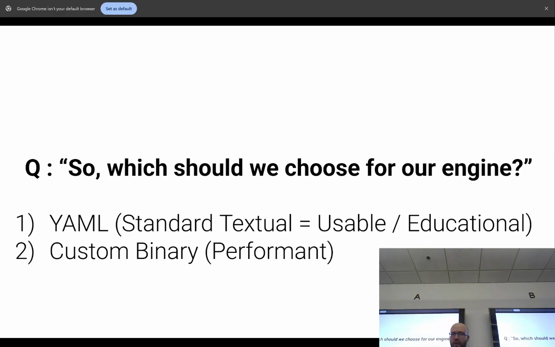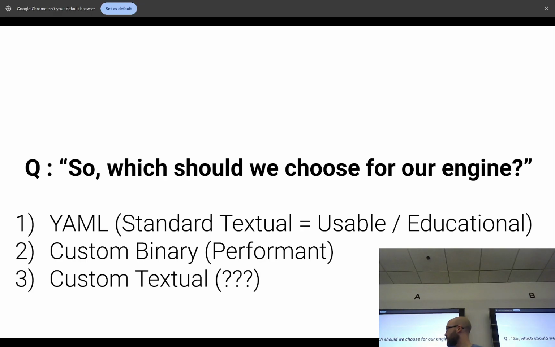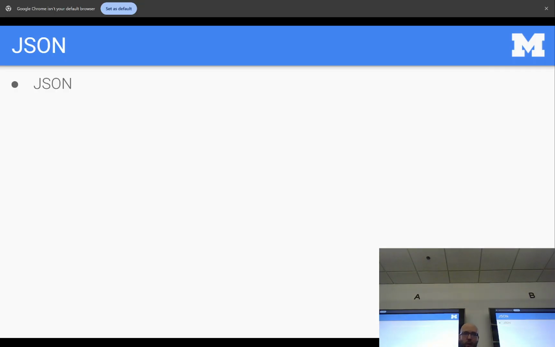We could choose something if we wanted more performance. In fact, one of the really cool research features you could do at the end of the semester is a performant kind of custom binary format. Right? And then you can check, okay, how fast are we loading scenes now? Is it worth it, right? A custom textual format, not a great idea, okay?